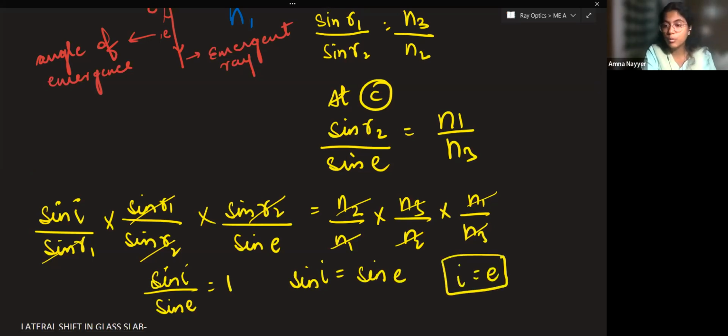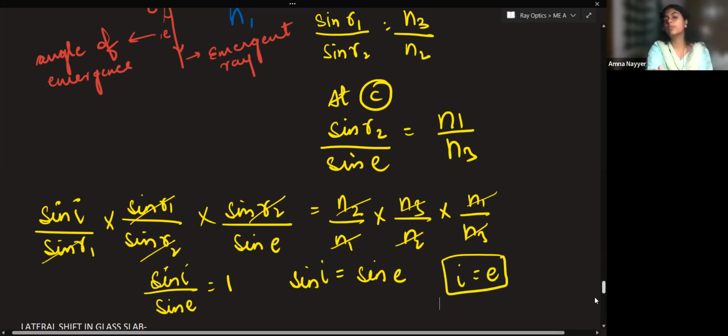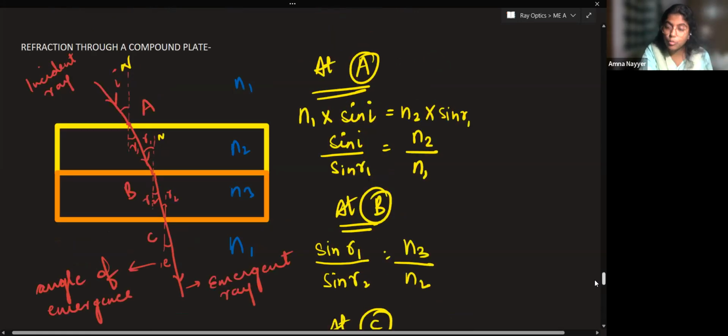This shows what? And yes, class, how the question will come from this? You can get a question: show that the incident ray and the emergent ray both are parallel. So you'll have to show all these steps.